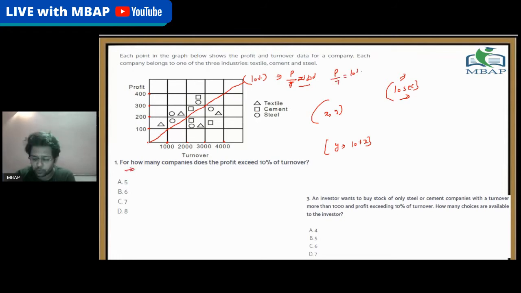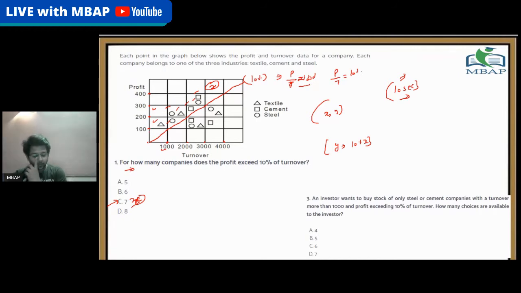My easy question to all of you is, for how many companies does the profit exceed 10%? More than 10% belongs to the values on the upper side of the line, where turnover is less and profit is more. So 1, 2, 3, 4, 5, 6, 7. The answer is simply 7 companies. You can count it, not manually. The answer is 7.